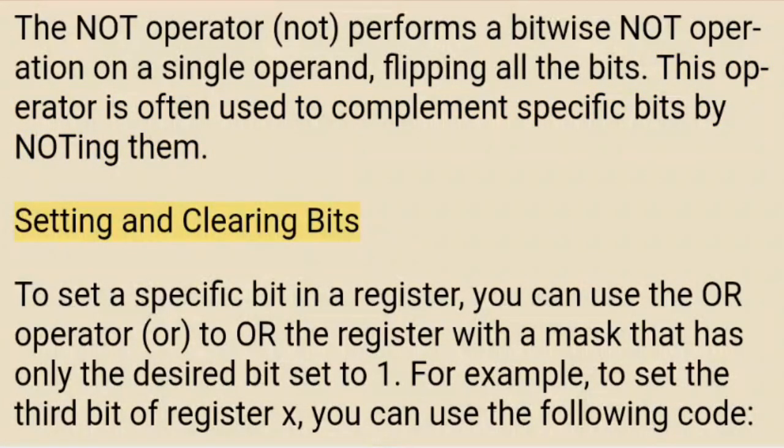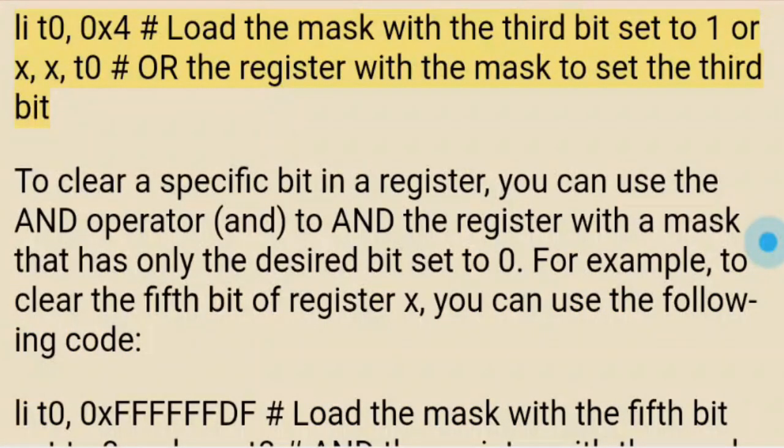Setting and clearing bits. To set a specific bit in a register, you can use the OR operator. OR the register with a mask that has only the desired bit set to 1. For example, to set the third bit of register X, you can use the following code. LI T0, 0x4 # load the mask with the third bit set to 1. OR X, X, T0 # OR the register with the mask to set the third bit.